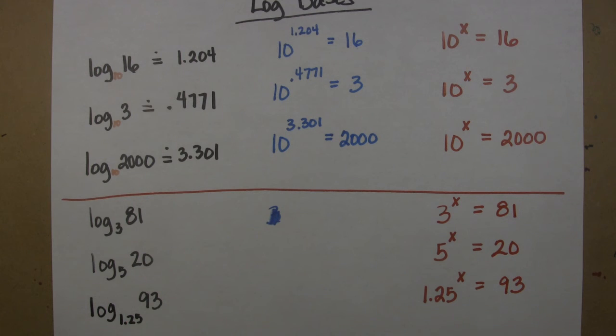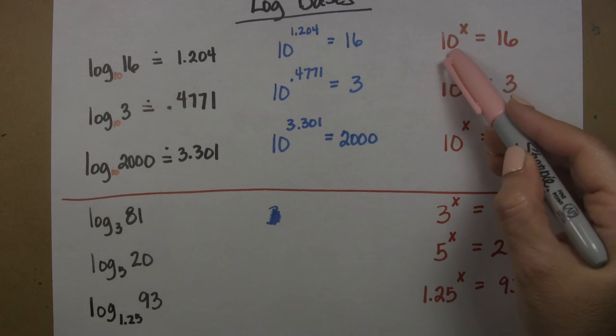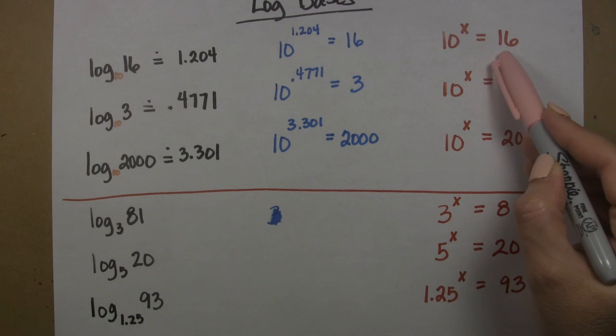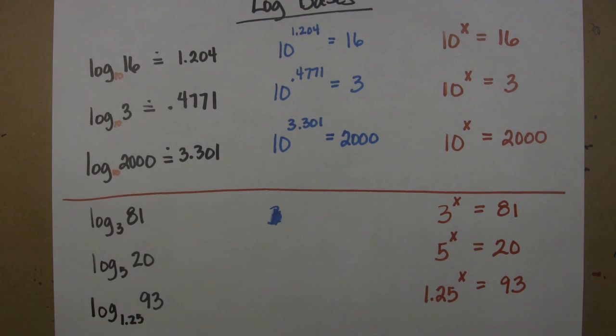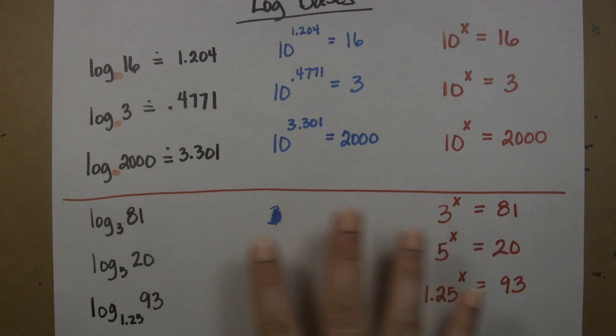Okay, so this helps us understand what is a logarithm. A logarithm is the number that we have to raise 10 to in order to get the desired result. That's the end of bases.